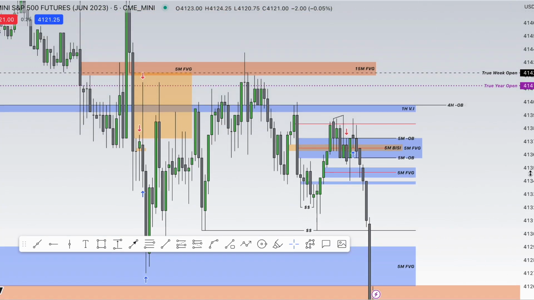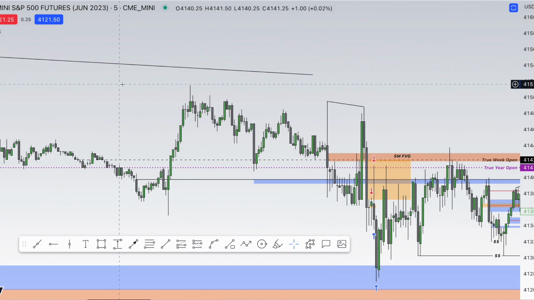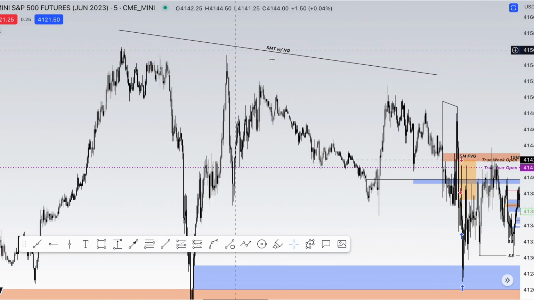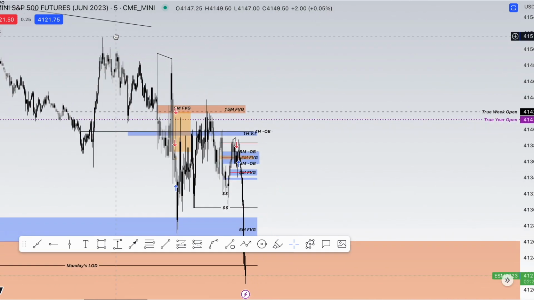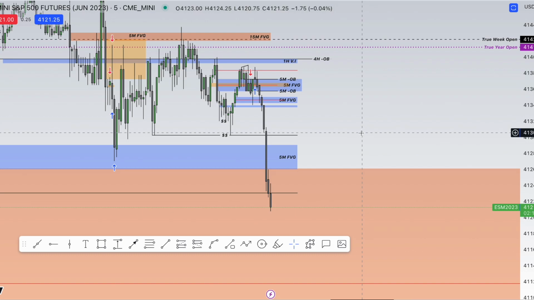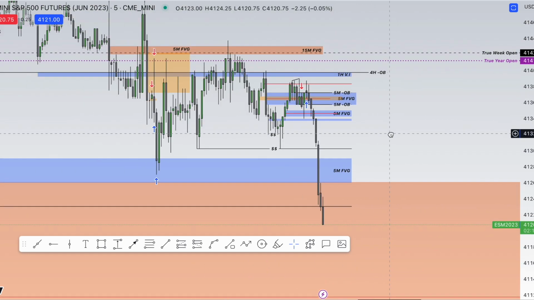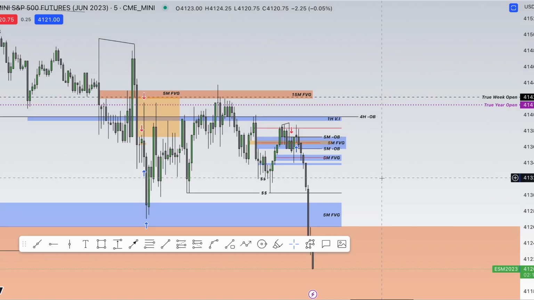Like we had SMT here, big SMT back here, right? So there was already underlying weakness. We had PD arrays that were being, oh, nice, we took out money's low today. Very nice. We had PD arrays on the daily not respected, right?